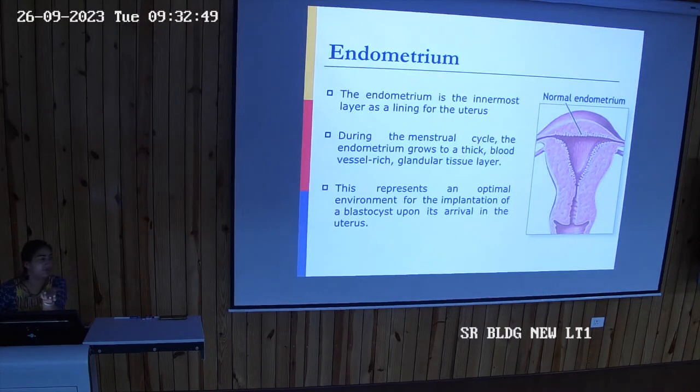Proliferation of the glands. Then the secretory phase? Secretion. So the glands become tortuous in the secretory phase.